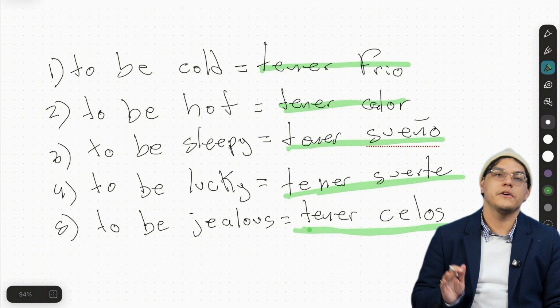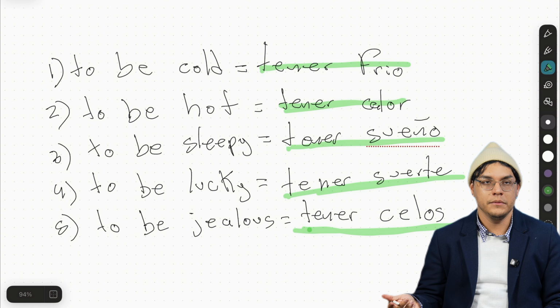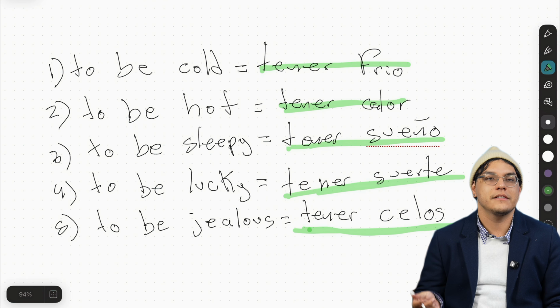So now I want you guys to let me know in the comments if you remembered all of them. And also, please make a sentence with any of these.